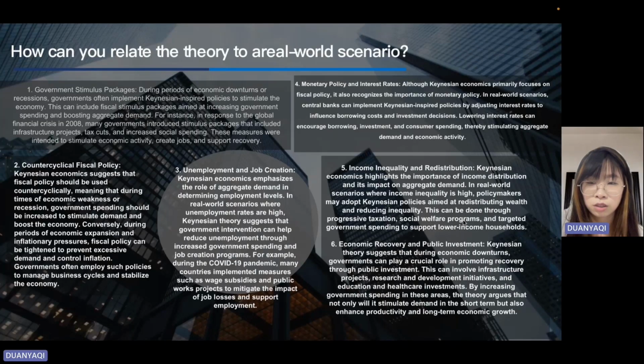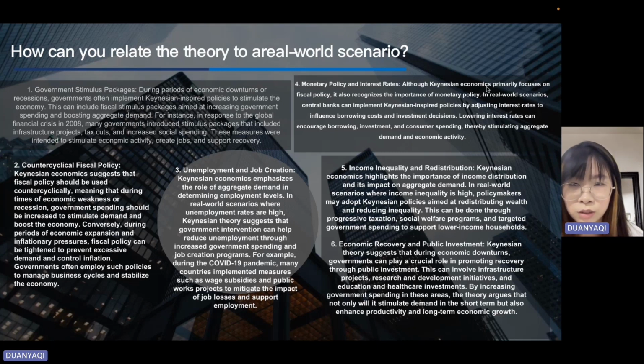And the last question is, how can you relate the theory to real-world scenarios? There are six parts to this question. Firstly, government stimulus packages, and the second one is counter-cyclical fiscal policy. The third one is employment and job creation. The fourth one is monetary policy and interest rates. And number five is income inequality and redistribution. And the last one is economic recovery and public investment.